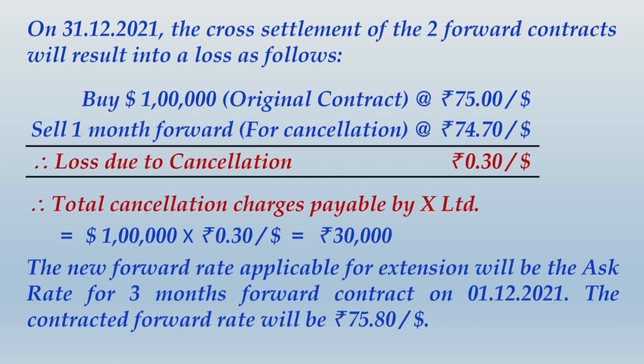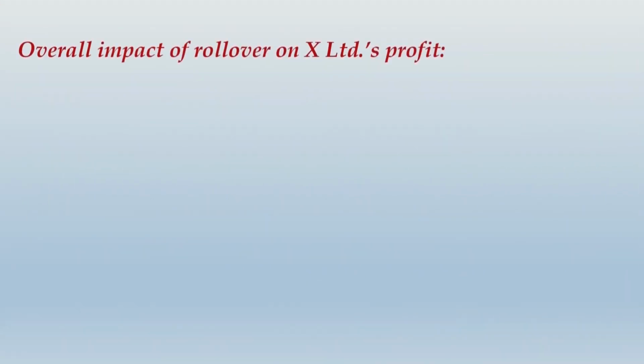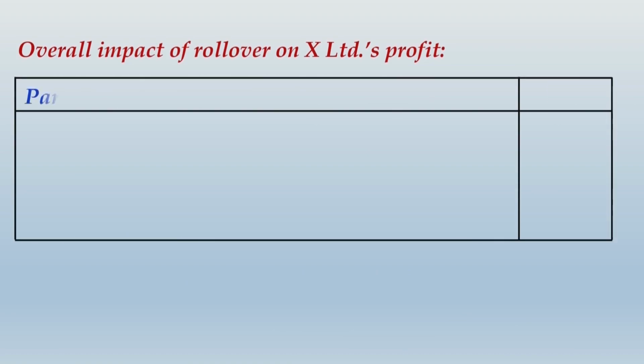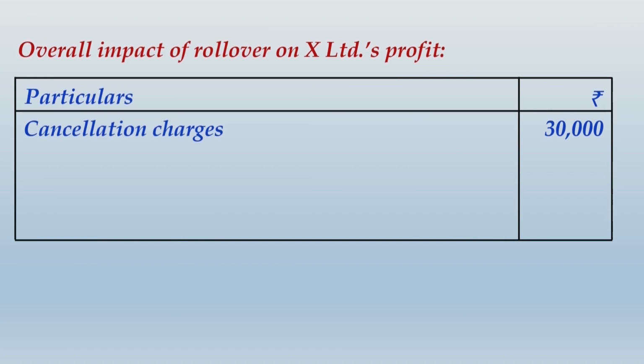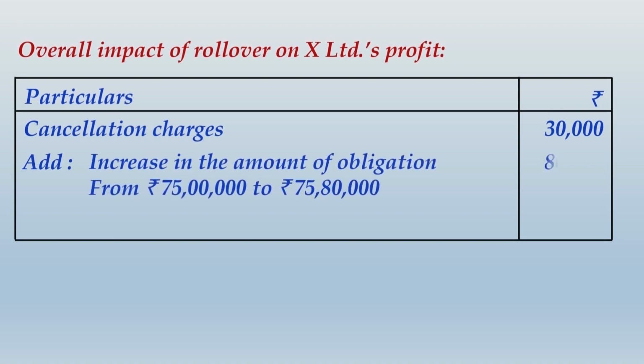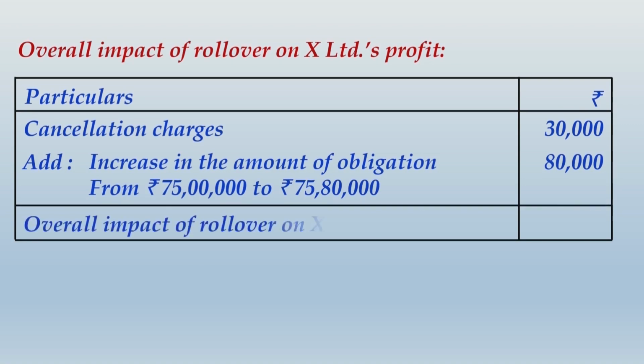Alright friends, once you have finished writing this much, let us move ahead and continue writing further in your solution. Overall impact of rollover on X Limited's profit. So we find that your cancellation charges were 30,000, and what has happened because of the new forward contract, your obligation has increased from 75 lakhs to 75 lakh 80,000, and overall impact of rollover on X Limited's profit, that the profit gets reduced by rupees 1 lakh 10,000. So please write this as well, and then I take you ahead.